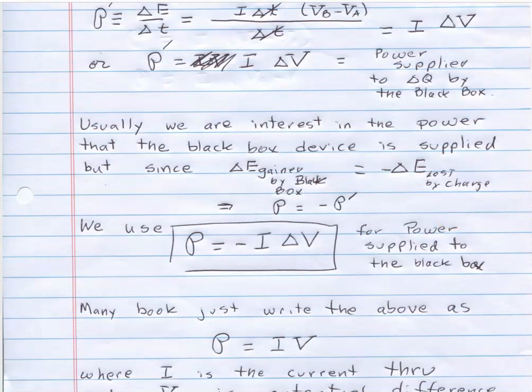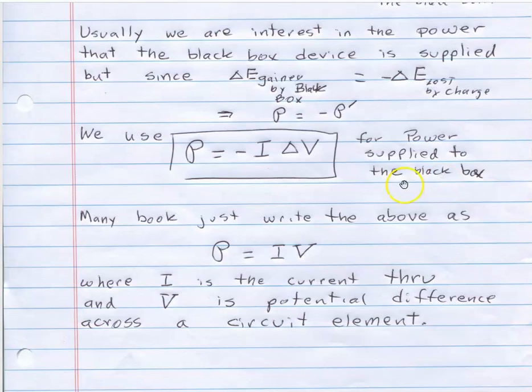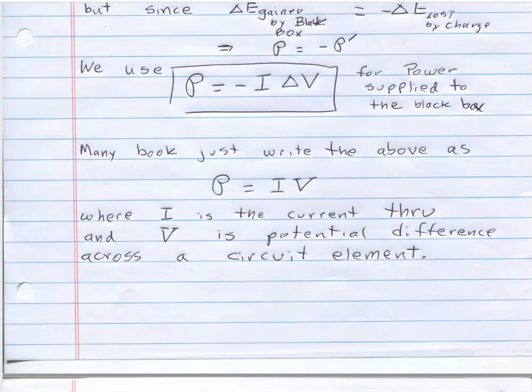Now, lots of books simply write this relationship as the power is equal to I times V, with the idea that you're plenty smart enough to decide whether whatever you've got in that black box is using power or generating power, giving power to the rest of the circuit. So you just put in the magnitudes of the potential difference, that's the V in this one, and the current going through it, and then you decide whether you're using it or giving it up to the rest of the circuit.